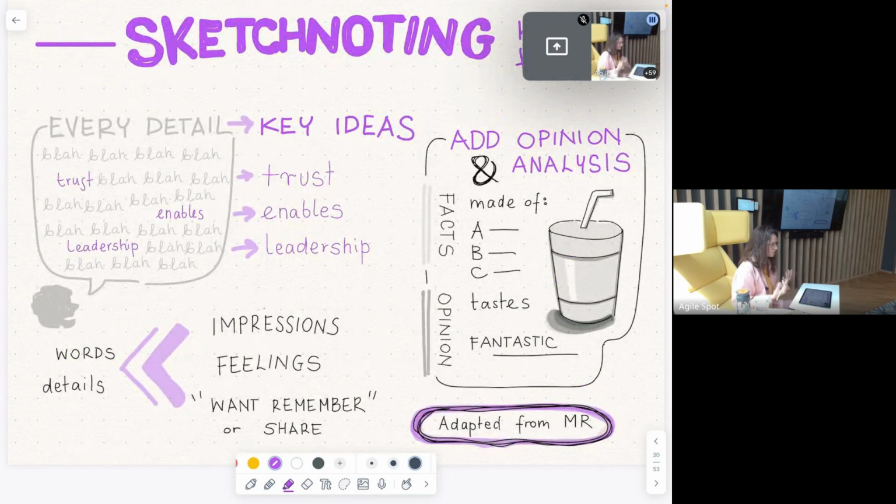But this entire sketchnoting is about what I told you at the beginning, that I didn't take notes because I was always focused on catching everything.